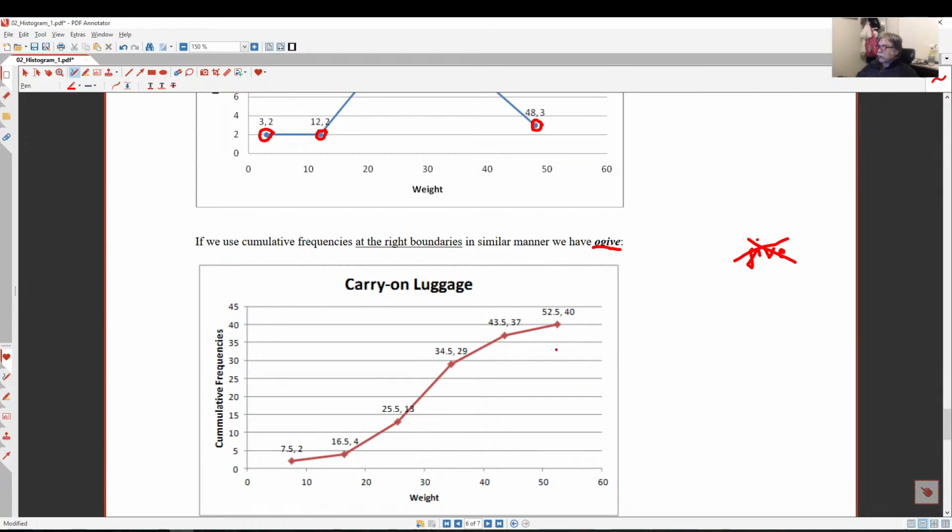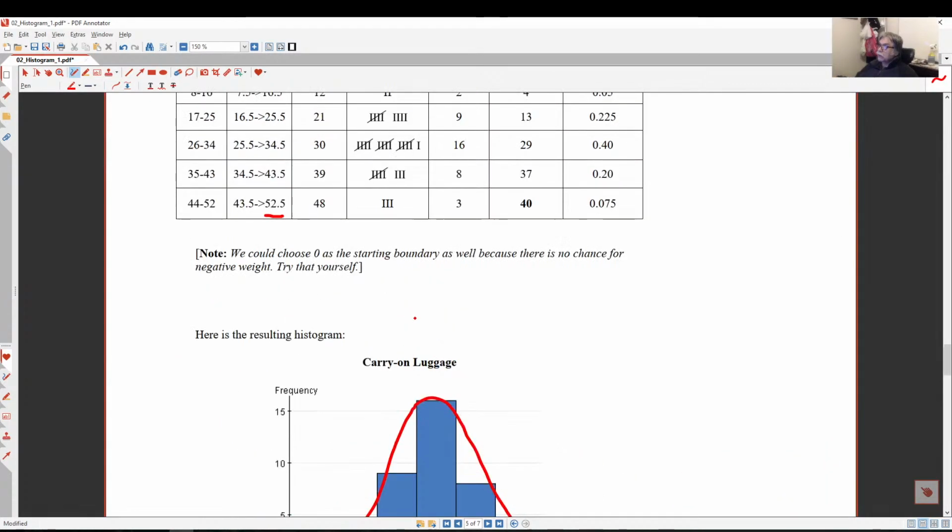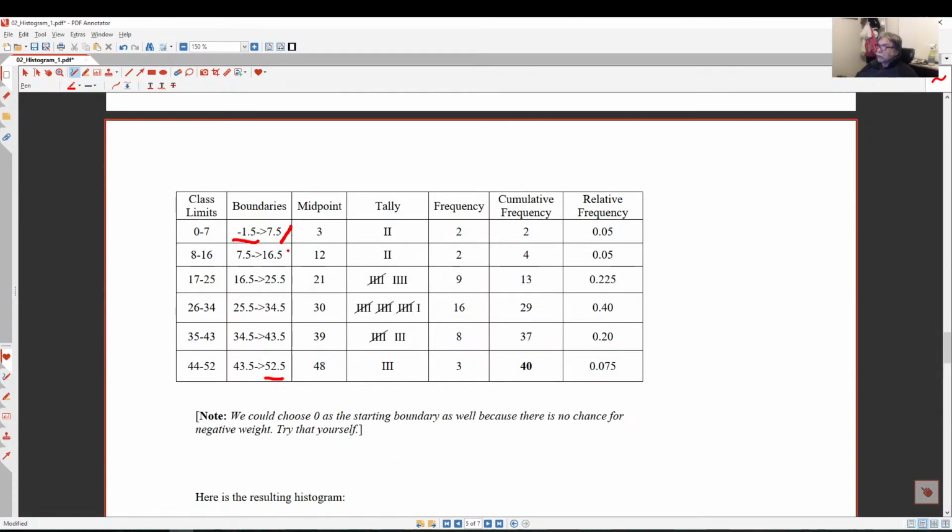Now this is done differently. Again, you need to find the coordinates of these points. The first point, the second point, the third point, and so on. And you have to connect them by using line segments. So the coordinates of the points are right boundaries, 7.5, 16.5, 25.5, 34.5, 43.5, and 52.5. You take a look at the table, that's precisely what the right boundaries are.